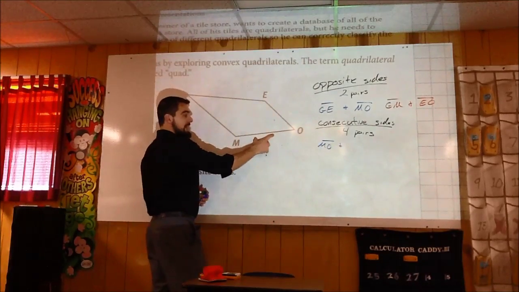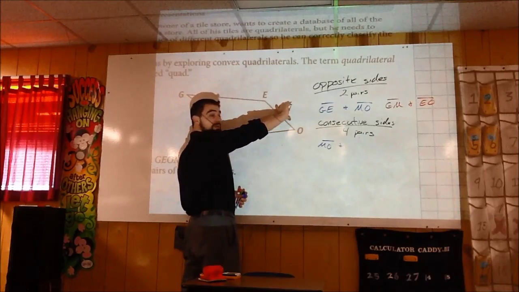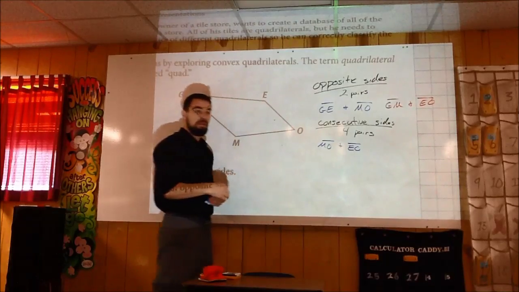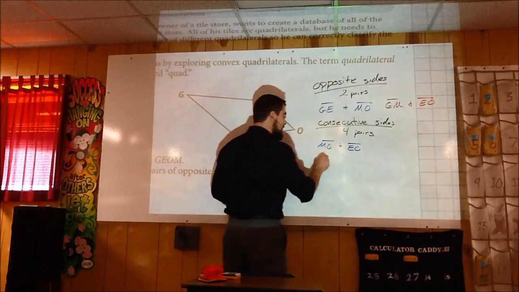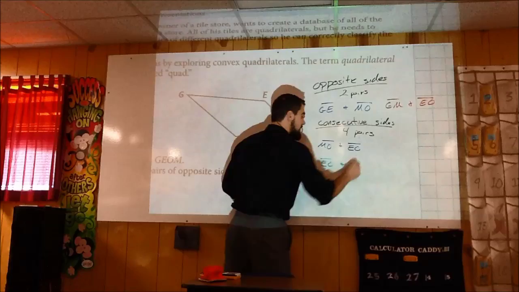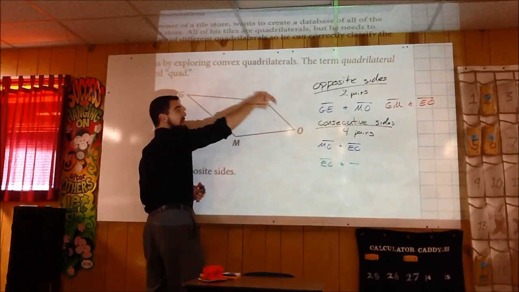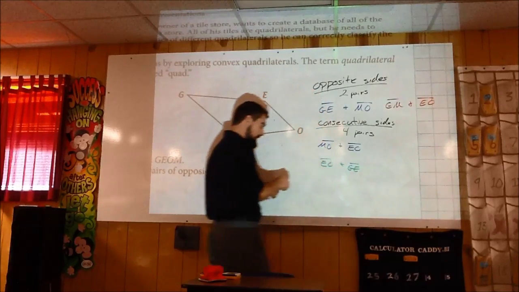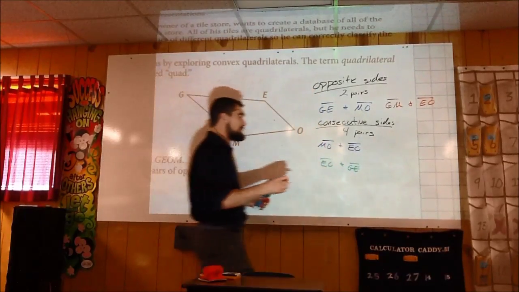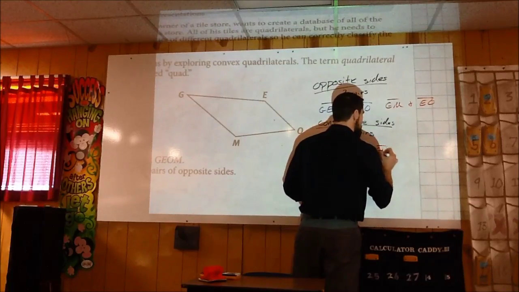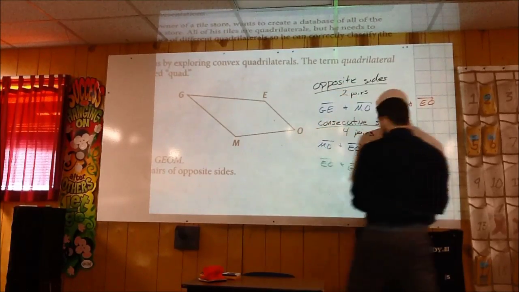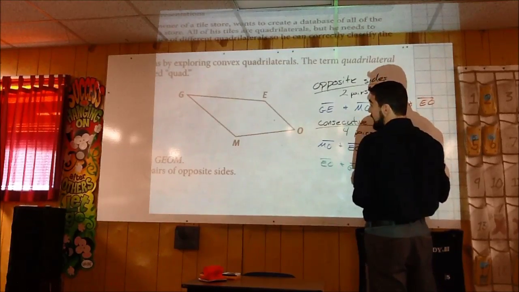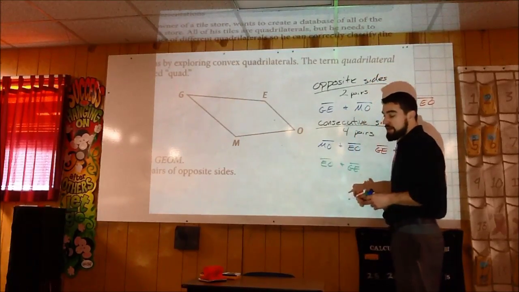counterclockwise. So segment MO is consecutive to this segment here that's next to it, EO. Now if I start at segment EO and continue going around counterclockwise, then segment EO and this one, GE, those are right next to each other. Those are consecutive. Now I'm at segment GE, and if I keep going around counterclockwise, what's the next side? What's the next side if I keep going counterclockwise?